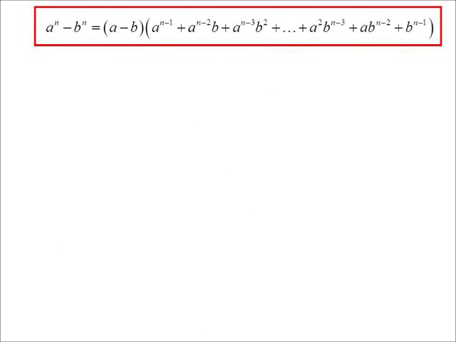That pattern generalises. Okay? Not actually in the syllabus, but it is handy to know. You could go any power you like. You always start with a minus b. So if you've got a to the power of n minus b to the power of n, you start with a minus b. Powers of a will then go down by 1. Powers of b will go up by 1. The two powers will always add to be n minus 1.